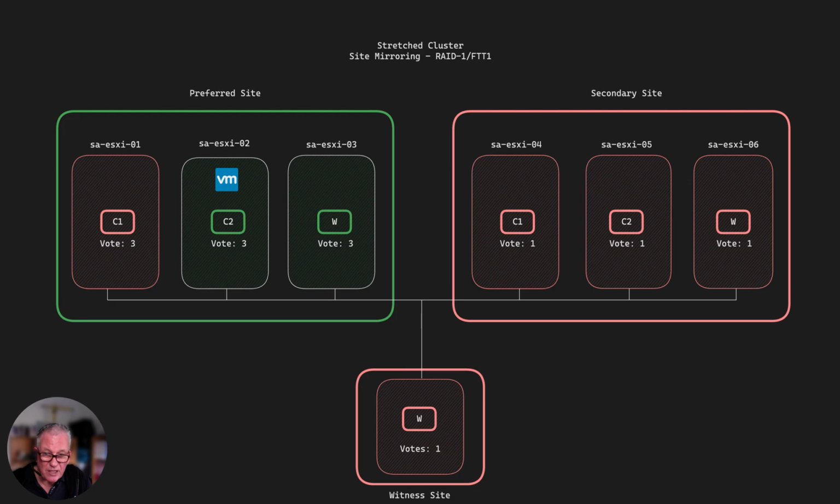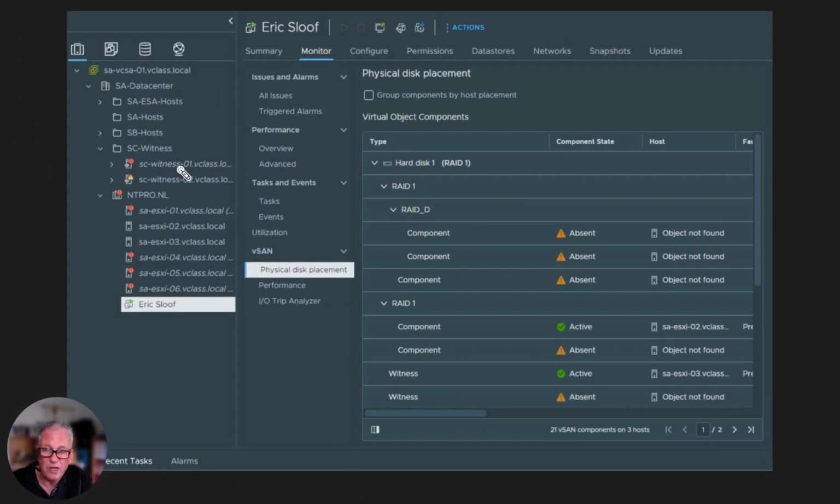So let's look at the vSphere client. In the vSphere client, we can see that the witness is down. We can see that host 1 is down, host 4, host 5, host 6. A lot of absent components, but we have a surviving component on host 2, and we have a witness component on host 3. So the virtual machine is still up and running, or it has been restarted on host 2.